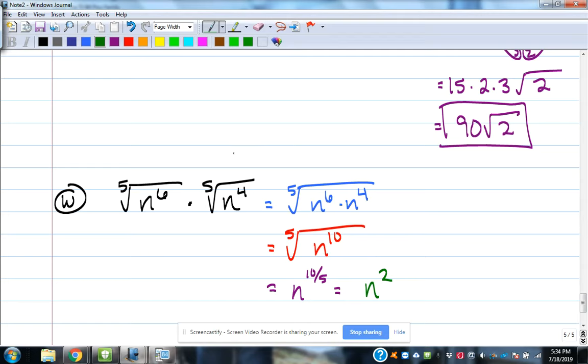Do I need the absolute value marks? No. Odd index, right? So I knew right at the beginning that I didn't need absolute value marks there. That's taking something and adding a little bit to it from what we've done before.